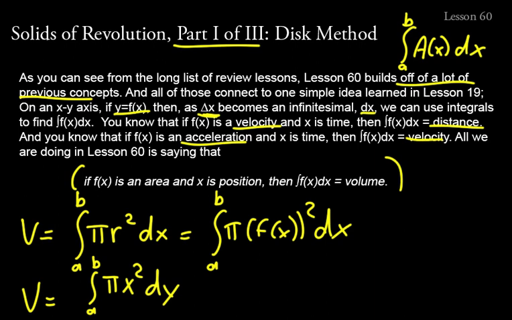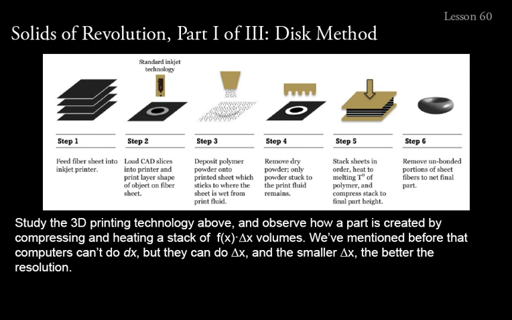But if f of x is an area and x is a position, then f of x dx equals a volume. That's our general form. That's what we're saying there. And we can also think of it as a radius, and so it would be pi r squared. We can make a little circle. So I'm going to be going back and forth from just the general form A of x dx to the solid of revolution form, going back and forth a little bit with those two right now.